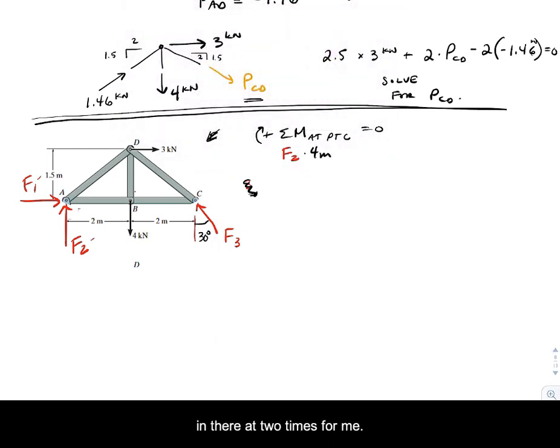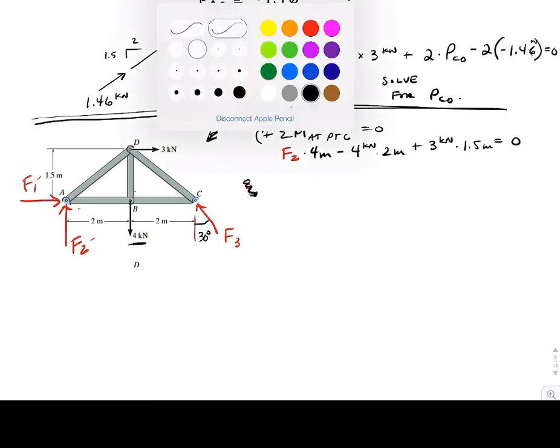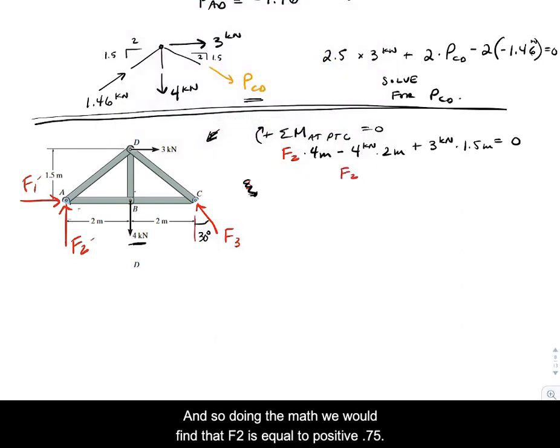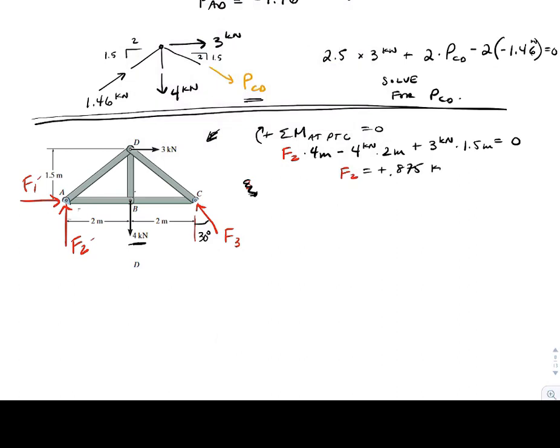F2 times 4 meters, minus 4 kilonewtons times 2 meters, that applied load, plus 3 kilonewtons times 1.5 meters. And all of that would equal 0. And so doing the math, we would find that F2 is equal to positive 0.75 kilonewtons.